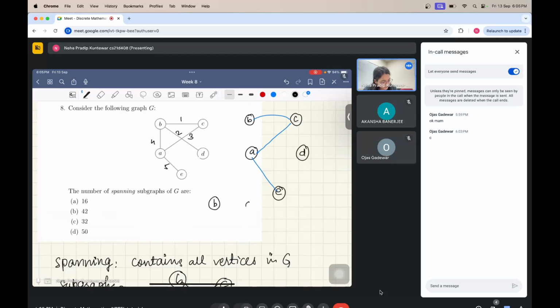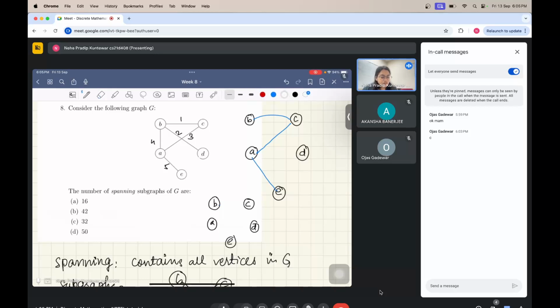So take B C A D E, and let's say I just draw B to C. This is also a spanning subgraph because we never insisted that the graph should be connected. So it's possible that you have all the vertices and they are disconnected. In fact, if you don't even have this edge, that is still a spanning subgraph.